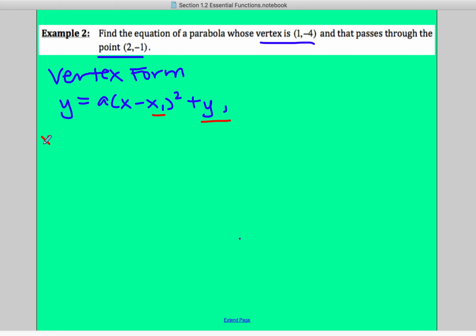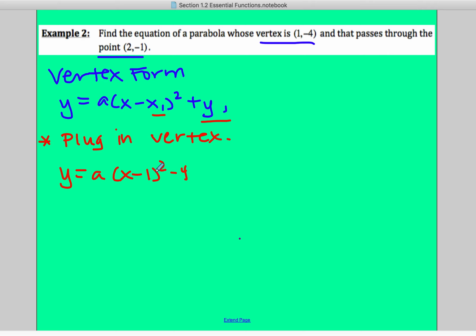So our step one is to plug in the vertex. So I have y equals a(x minus 1) squared, and then it'd be plus a -4, so I'm just going to write -4. Any equation always has x and y's in it, and that should be all it has.